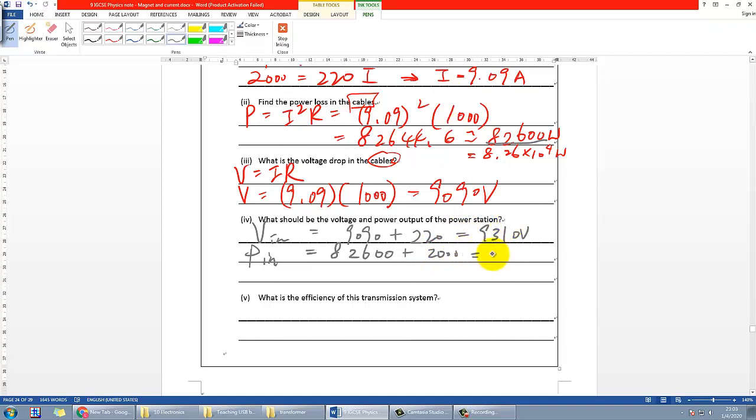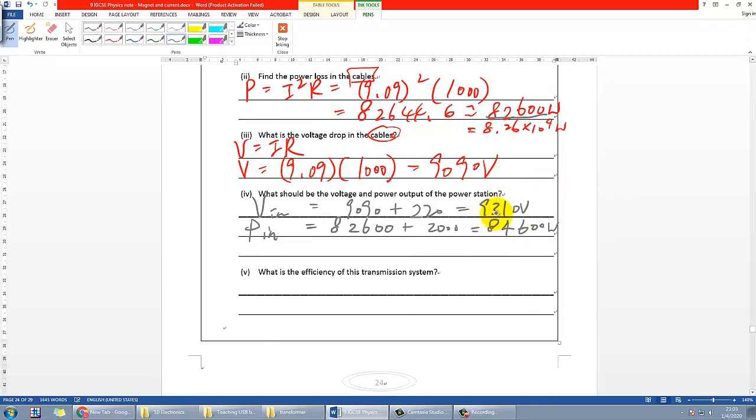And so you just add them together, so 84600 watts will be the answer. Finally, it asks you to calculate the efficiency of the whole transmission system.